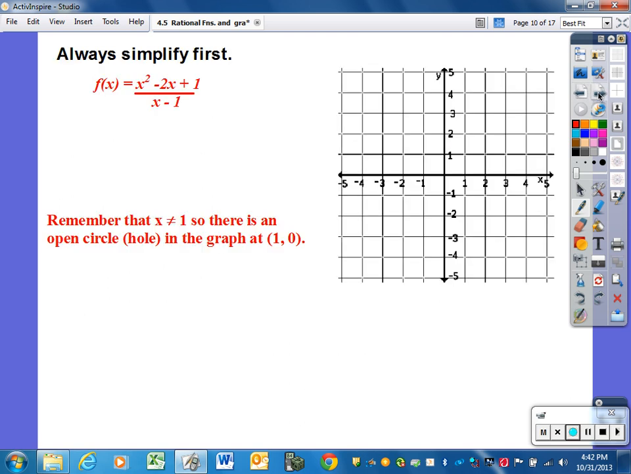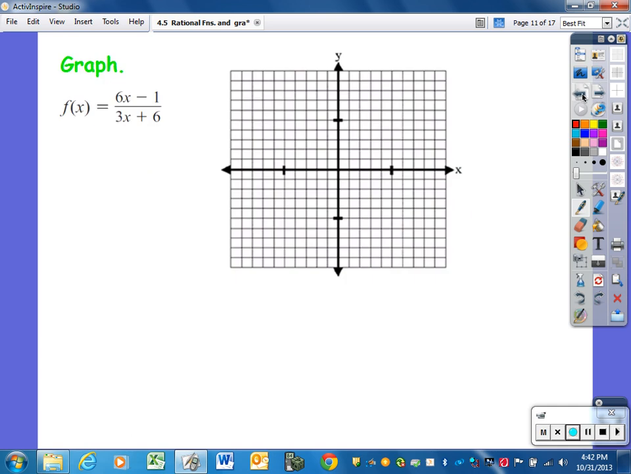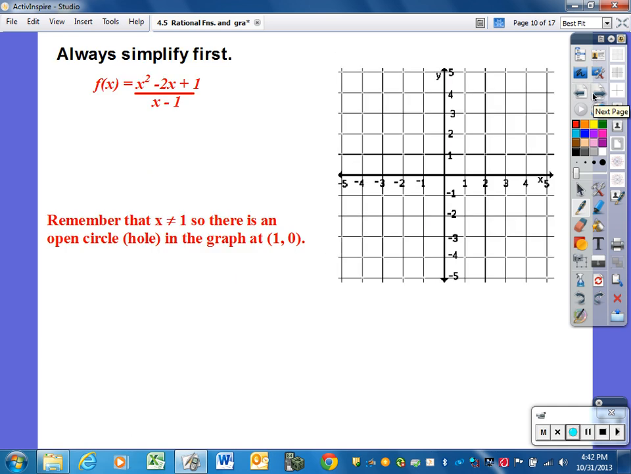Okay. We'll do these two here yet. Remember to always simplify first. So x squared minus 2x plus 1. That can factor into x and x, factors of 1, 1 and 1, negative and negative, over x minus 1. So x minus 1s would reduce.